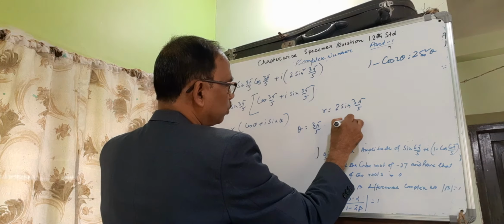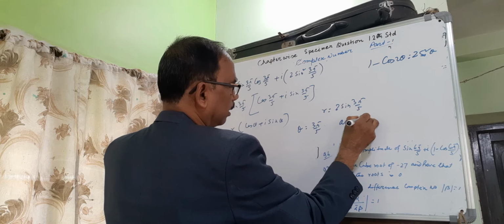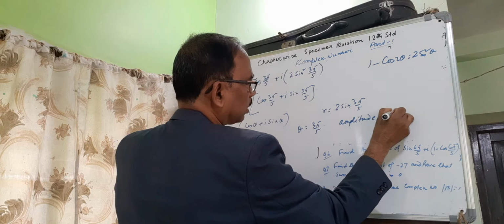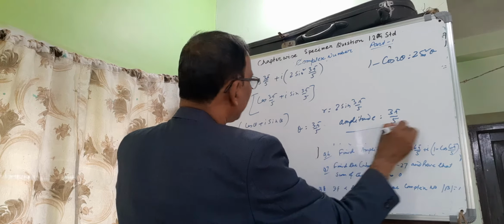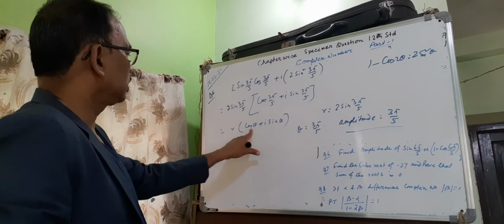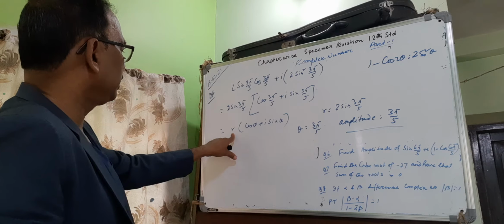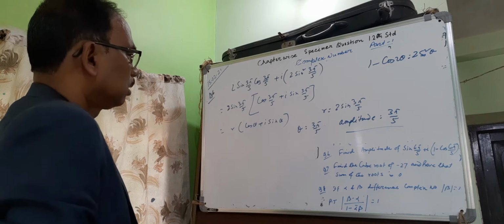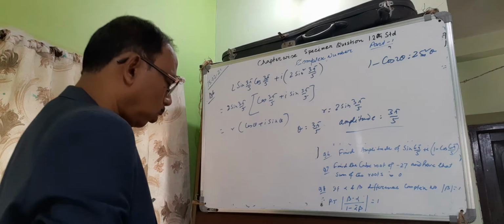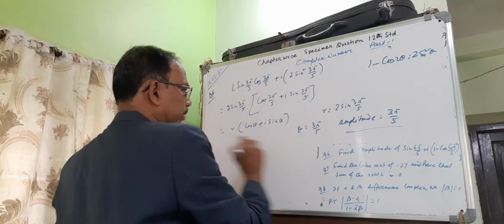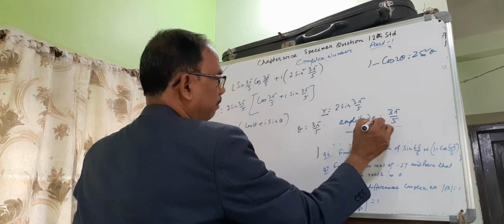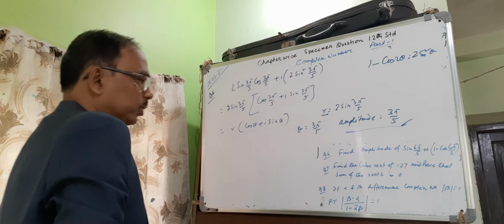Therefore the amplitude equals 3 pi by 5. That is the answer. In R cos theta plus i sin theta, theta is called the amplitude and R is called the modulus. This is the modulus and this is the amplitude. Next, question number 7.